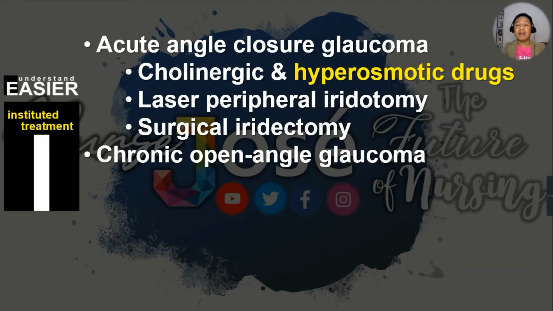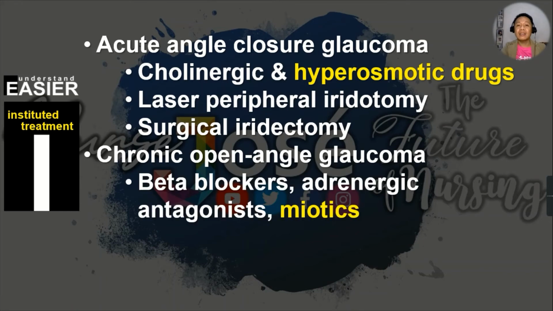And of course, you can have chronic open angle glaucoma, and the management includes beta blockers, possibly timolol or any form of beta blockers, because beta blockers could also have an effect in decreasing the production of your aqueous humor. And also this patient could be given adrenergic antagonists, and miotic drugs or miotics are going to be given. It is highlighted yellow because this is also going to be common, and the most common examples of miotics include pilocarpine or carbachol.